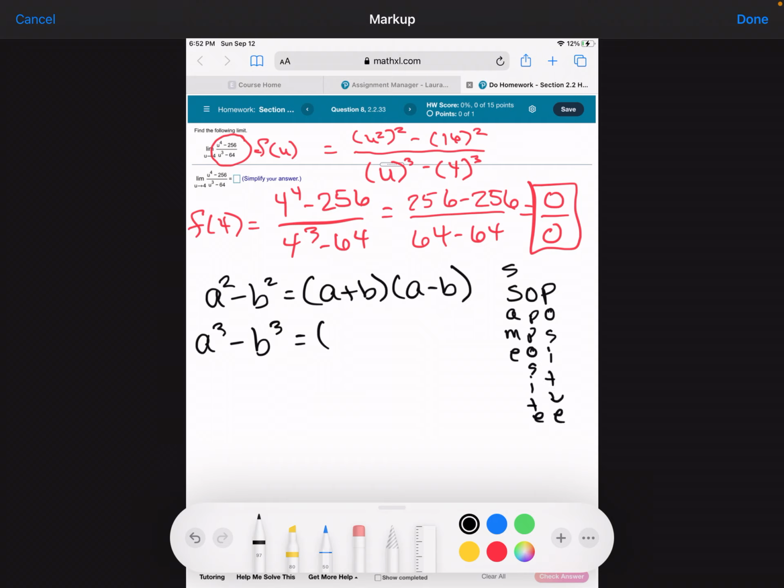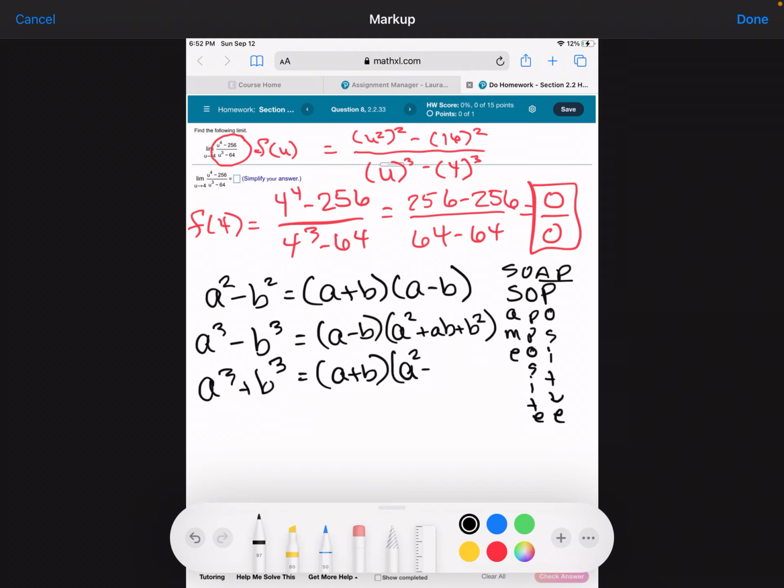Some people say SOAP. Same, opposite, always positive. So the first sign is the same, so a minus b. Then we have the squared, so a squared. Then you have the opposite sign, so plus, and then the product of the two, ab. Then always positive at the end, and that's b squared. If this had been a cubed plus b cubed, we would have had same sign, opposite sign, always positive. So you see how the signs work.